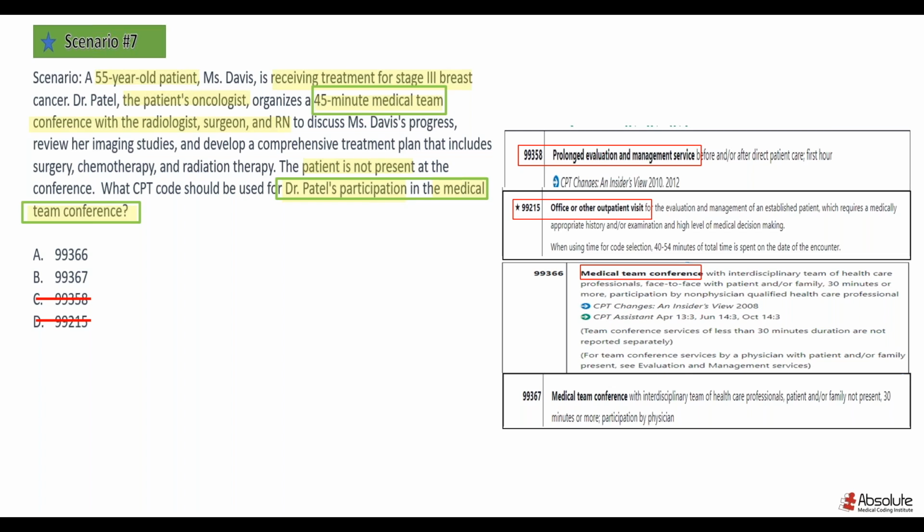Okay, I can see great answers in the chat. So, coders, again, I asked you this question: whom are we coding for? We are coding for Dr. Patel, and Dr. Patel is a physician, right? 99366 is coding for a medical team conference with interdisciplinary team of healthcare professionals face to face with patient and/or family. My second question: was the patient present or the family present for the medical team conference?